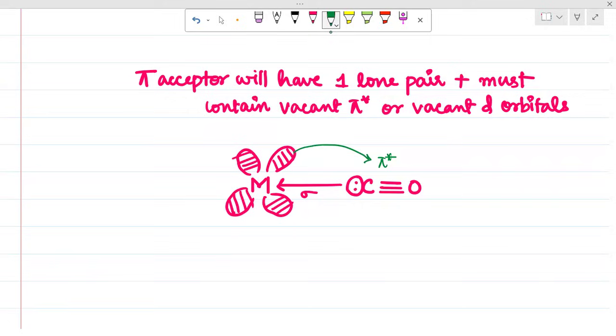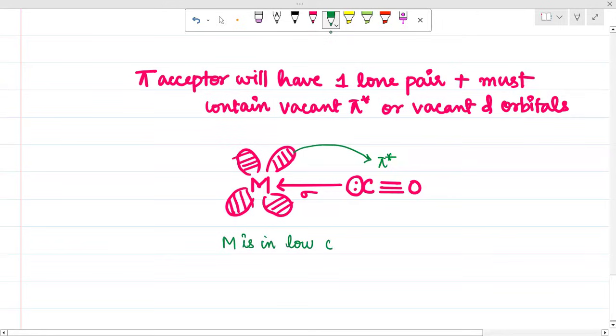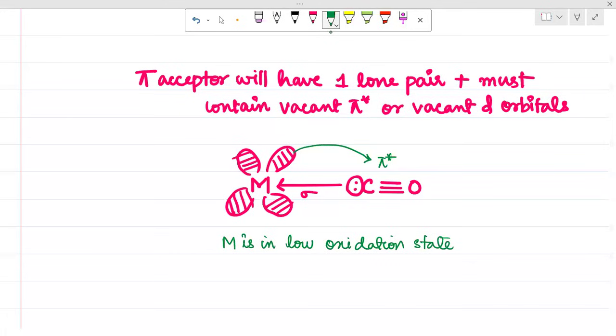So if there are pi bonds, there would be pi star bonds as well, right? So this back donation happens if the metal is in low oxidation state because it has to give electrons, correct? So this is preferred by systems where the metals are at low oxidation states. What are the examples? Carbonyl, nitrosyl, CN minus. These are all examples where these are called very strong ligands, or you call it pi accepting ligands.